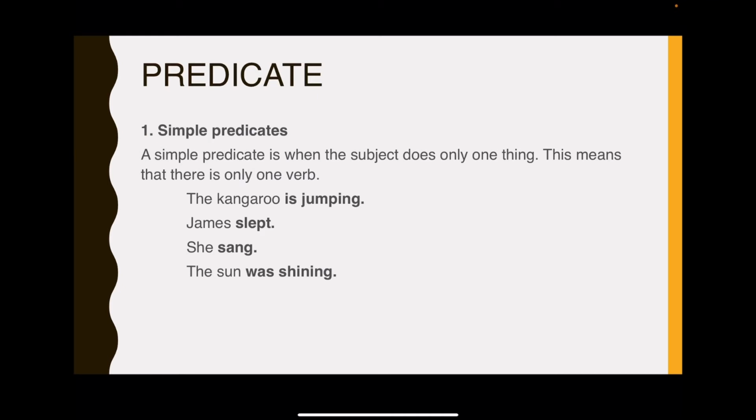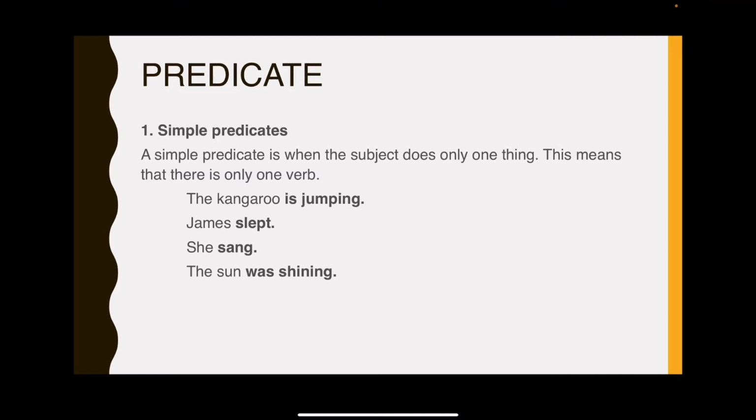And the predicate part can be divided into three types, exactly the same concept as the subject. That's because we have simple predicates, compound predicates, and complete predicates. So I'm pretty sure that if you understand the subject clearly, you will definitely understand the predicate. Okay, let's start with the first one, simple predicates. As its name suggests, when it's simple, it means that the subject does only one thing, only one action. This means that there is only one verb.